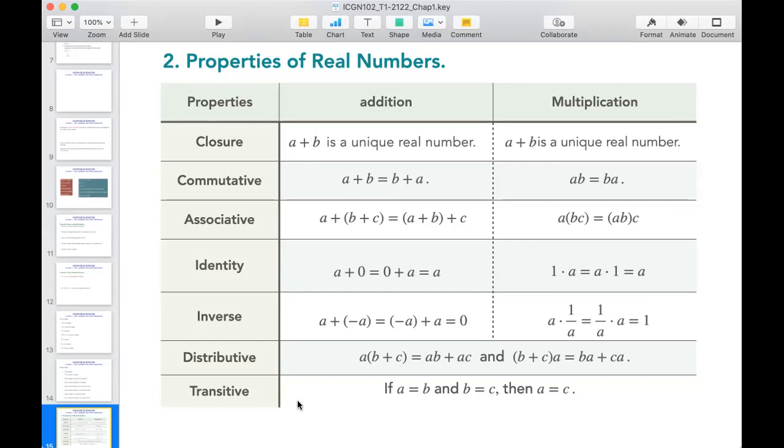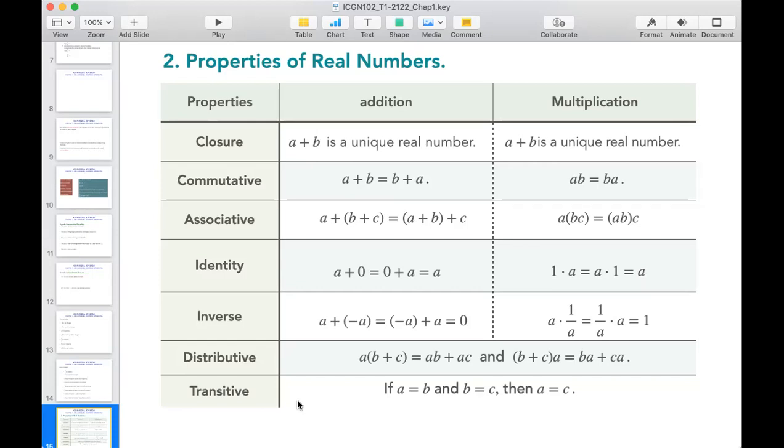What does it mean by a unique real number? You get one answer. Some calculations give you two different possible answers. But if you do addition or multiplication for real numbers, they always give you one unique real number as the answer. The next property is commutative.